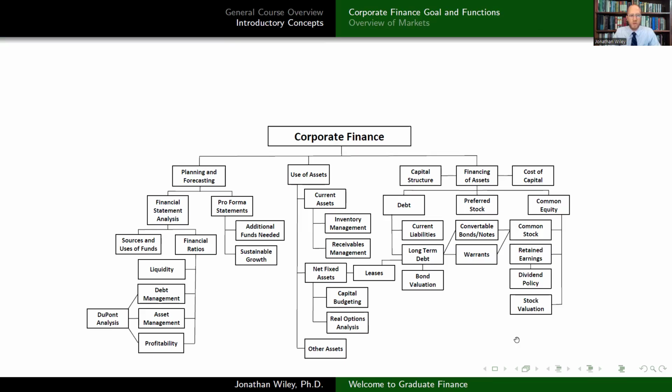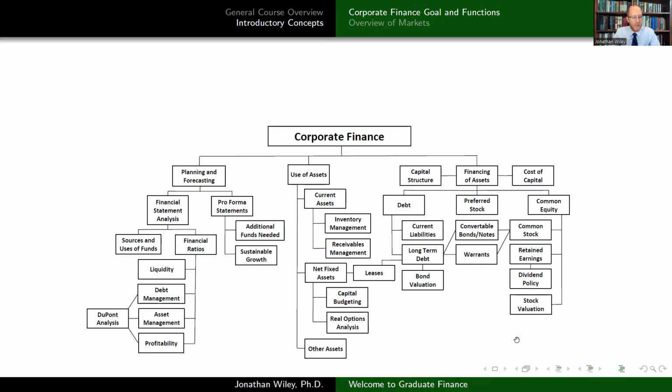Some businesses use very little debt and mostly equity. So what mixture are we using? We also could therefore look at the cost of that capital. I don't want to use a combination of capital that is leading to a very high cost. I want to make sure that I'm using a mixture of financing that is low cost. So I want to be thoughtful about that when I'm trying to figure out how to pay for these assets.